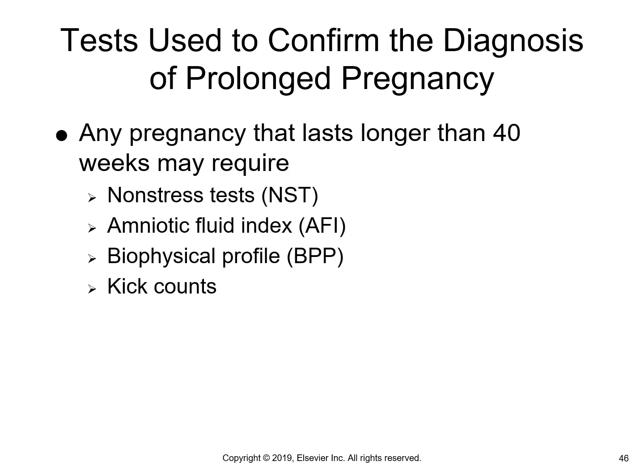Tests used to confirm the diagnosis of prolonged pregnancy, in addition to counting the estimated delivery date and LNMP, include a non-stress test, amniotic fluid index, biophysical profile, and kick counts of the baby.